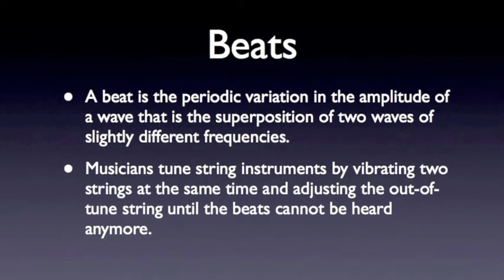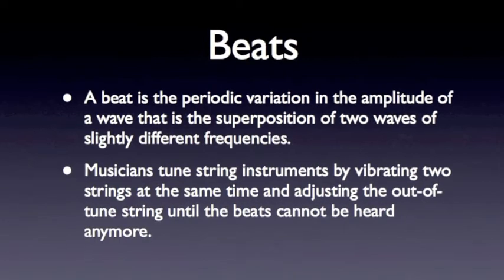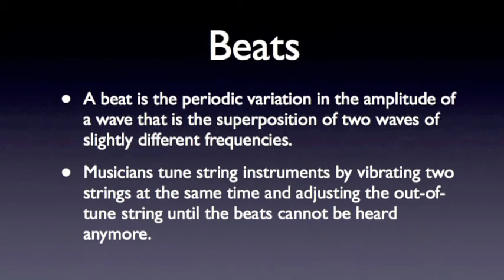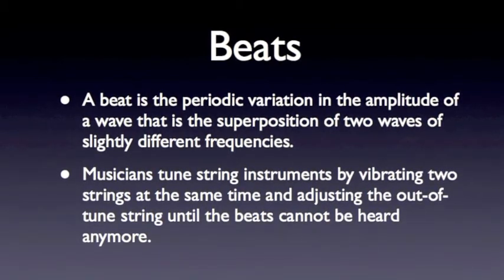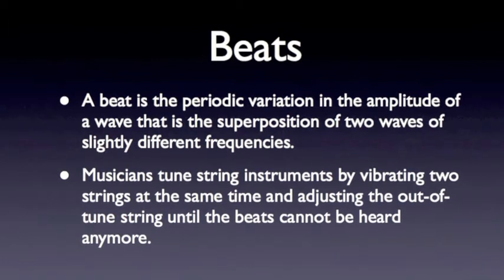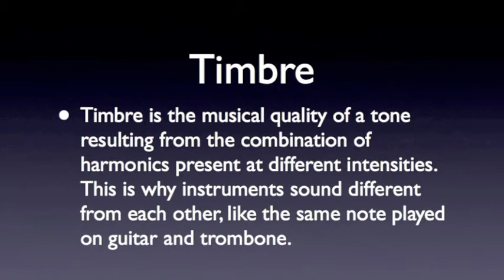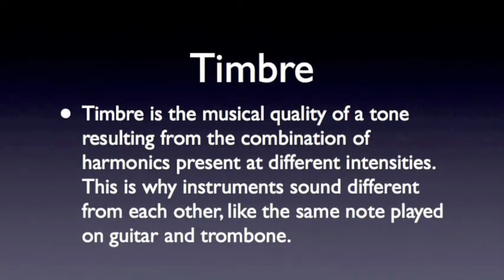Beats and timbre. A beat is the periodic variation in the amplitude of a wave that is the superposition of two waves of slightly different frequencies. Musicians tune string instruments by vibrating two strings at the same time and adjusting the out-of-tune string until the beats cannot be heard anymore. Timbre is the musical quality of a tone resulting from the combination of harmonics present at different intensities.